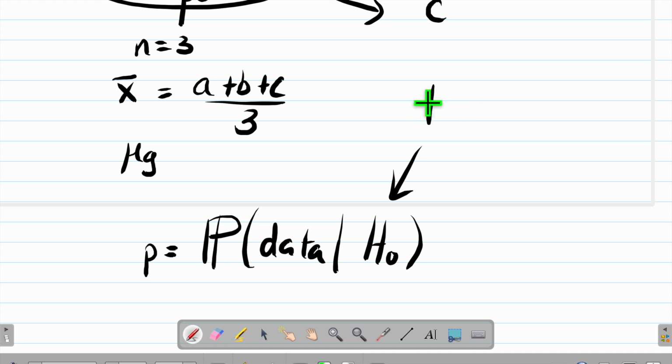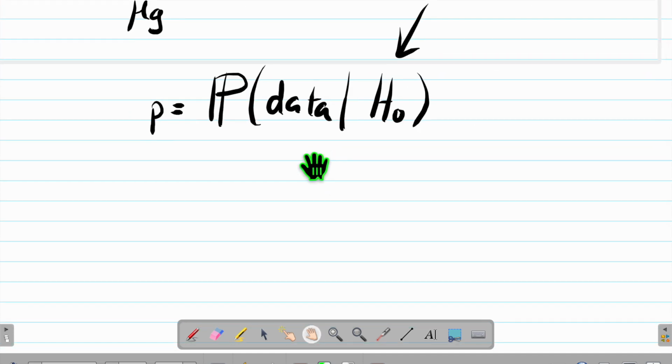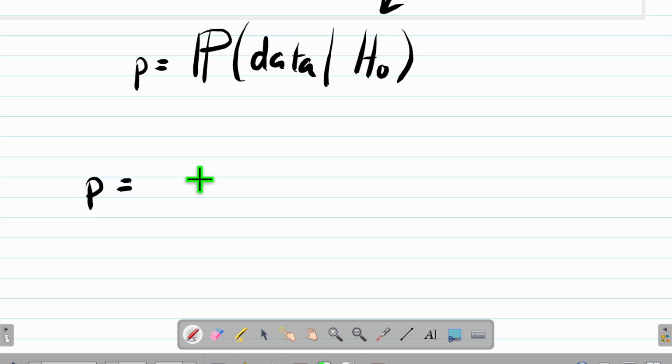And what is the null here? The null is that mu, which is unknown, is equal to the guess value. And we are going to use x bar as a way to verify whether this is true. So what should we do? From the previous video, I have derived the formula for how to compute a p-value.